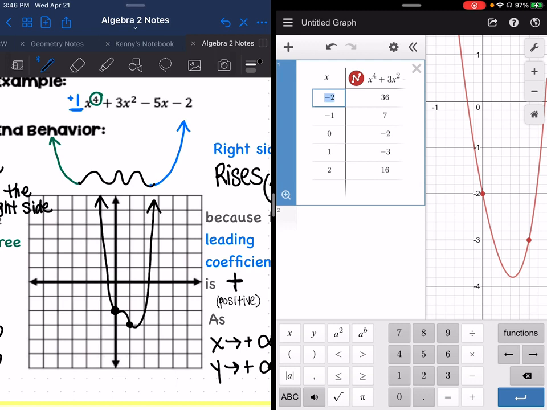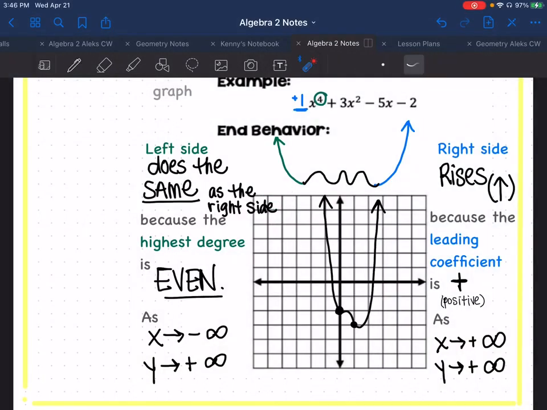All right, but notice what I want you to notice in our graph before I move on to the next one. Notice that I predicted that it was going to rise on the right, and I predicted that it was going to rise on the left, and I did that all before I put it into Desmos. I did that simply by looking at its leading term.